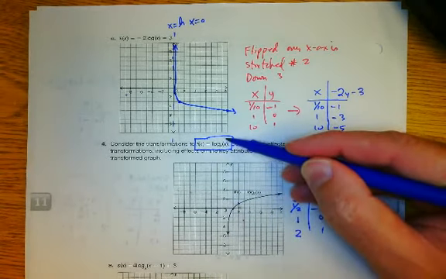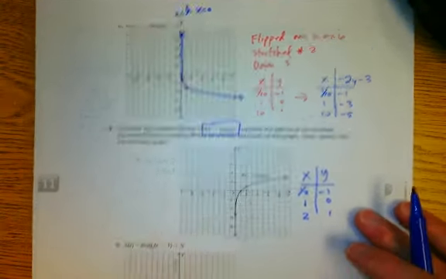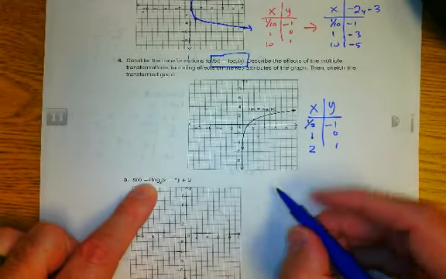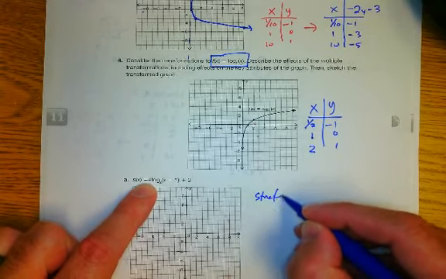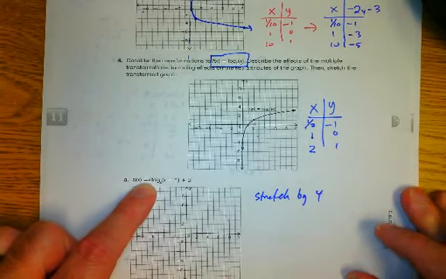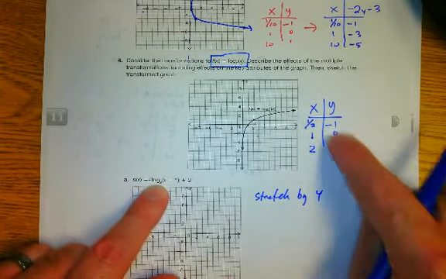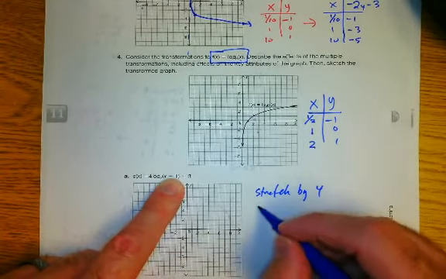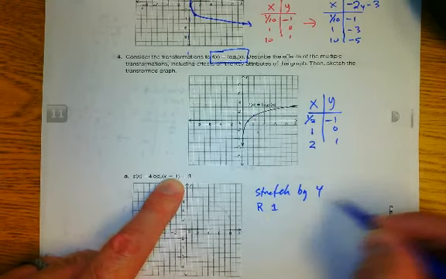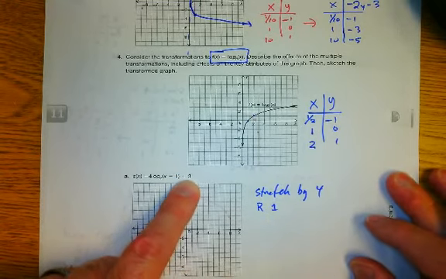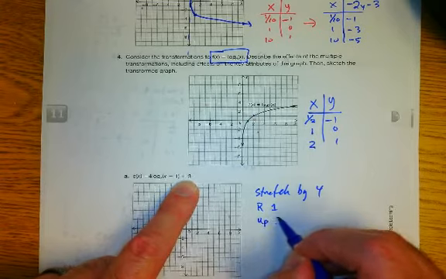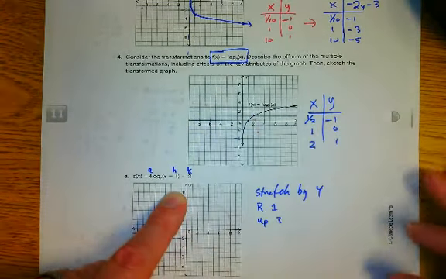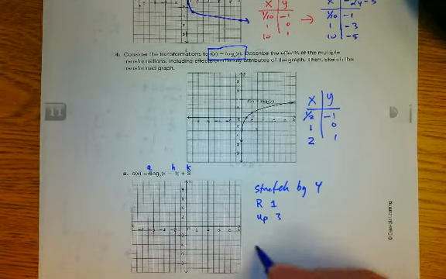So let's do this. This equation, let's describe it. 4 is an a value, so we are going to stretch by a factor of 4. It's log base 2, so we're using this table to do all our work with. Our h is 1, so that means we are going to go right 1 unit. Our k is 3, so we're going to go up 3 units. As you can see, this is a, h, k.